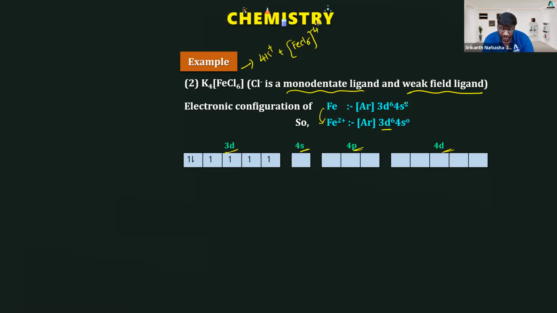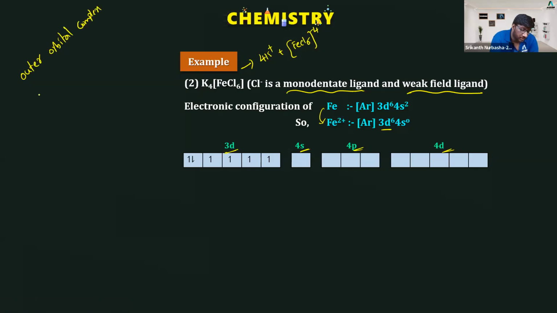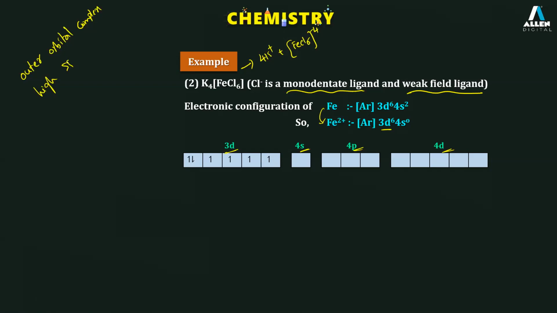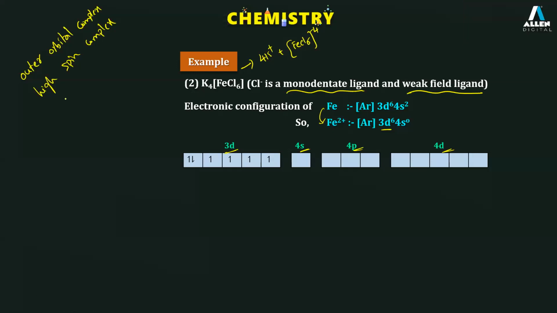And now we have Cl minus, which is a weak field ligand. A weak field ligand cannot repel the inner d electrons of the 3d subshell greatly. That means it cannot pair these electrons. So what type of complex is it? Inner orbital or outer orbital? Outer orbital complex. Low spin or high spin? High spin complex. What is the hybridization? sp3d2, very good. What is the shape?